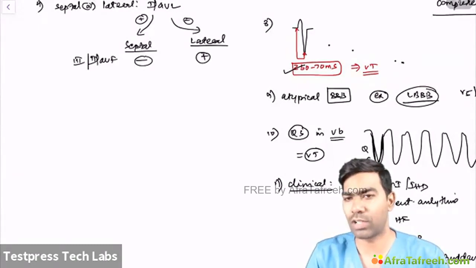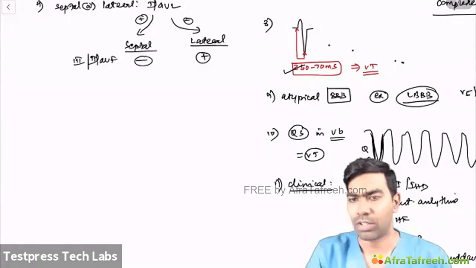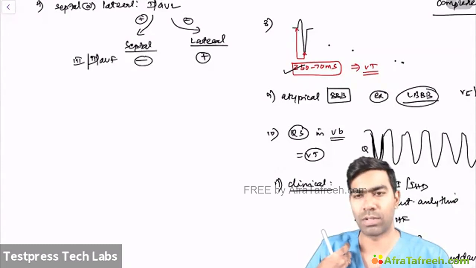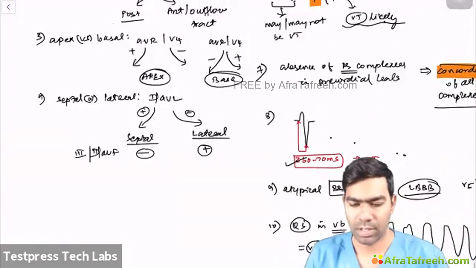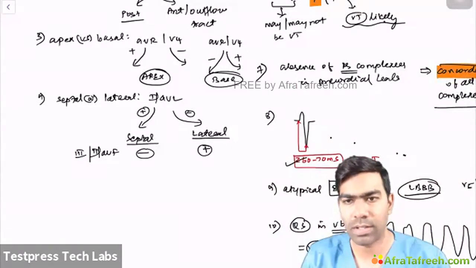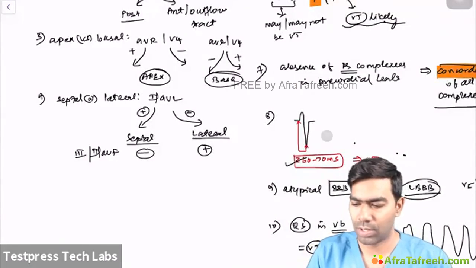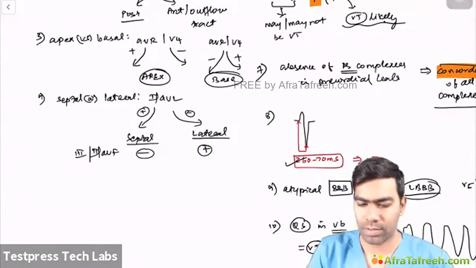For that matter, if it originates from the apex, your V4 should be positive, right? But aVR is positive if it originates from the apex. If it originates from the base, then V4 is positive. So it all depends. Clear or not? I told you already. Understood. Fine, so Keshav has understood. Good. That's all. So that is the basic idea.